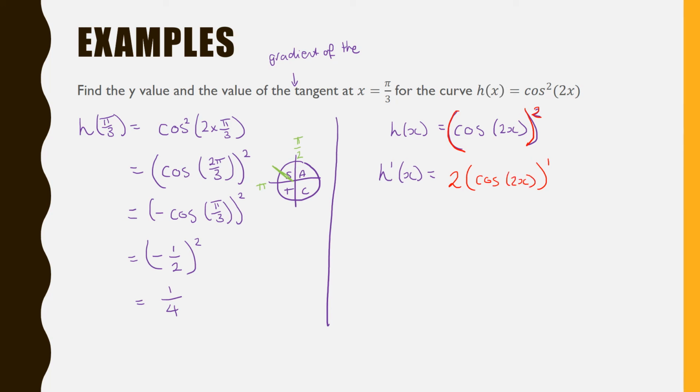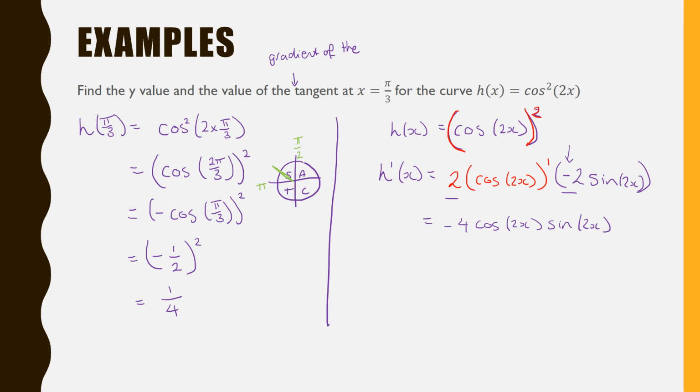But we need to multiply this by the derivative of the inside. The derivative of the inside function, when we differentiate cos of 2x, derivative of 2x is 2, derivative of cos is negative sine of the argument. Now it's not nice to write this negative in this position here in between because it looks like a subtraction. 2 times negative 2 is equal to negative 4, and we get cos of 2x multiplied by sine of 2x.